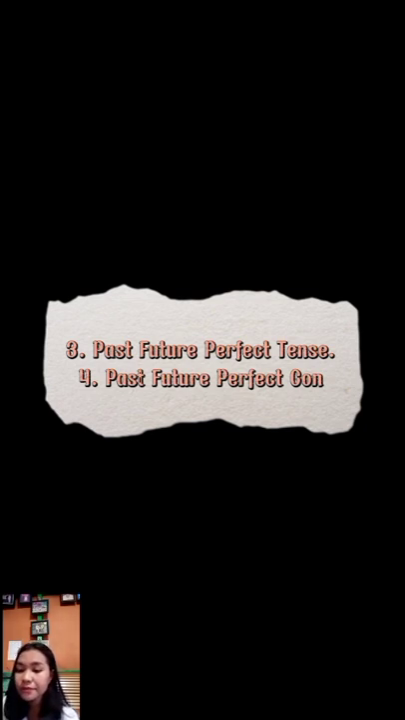Number 4. Past future perfect continuous tense. The functions of the past future perfect continuous tense are: A. Expressing an event that will already be happening in the future. B. Using it to replace speech in the form of future perfect continuous in present speech.